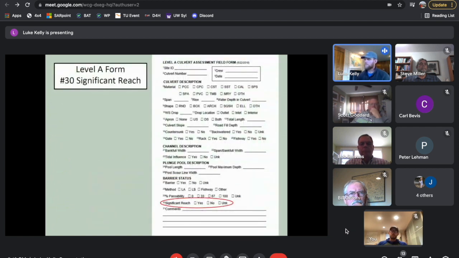That's about it. Now we're moving on to the level A form. There's only 2 slides left here, but significant reach is somewhat connected to the fish use potential. Yes, no, or unknown.